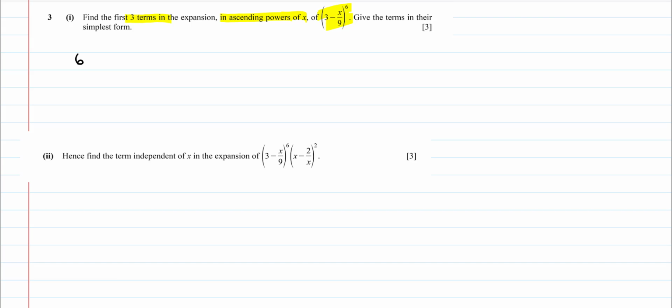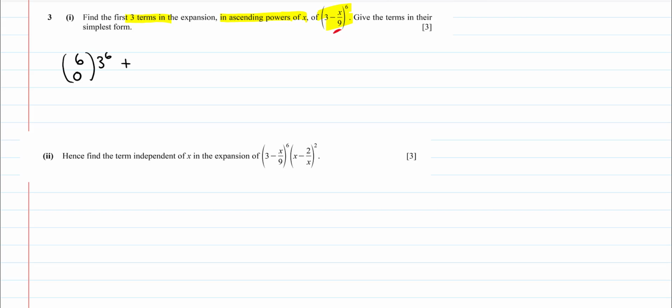We're going to have 6 choose 0, and we're choosing 0 of these minus x over 9s. So that means I have to choose all 3's. There's six 3's because we've got to the power of 6. So it's going to be 3 to the power of 6.